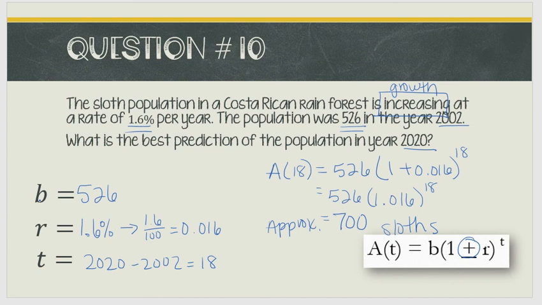So on the test, find your initial value, find your rate, find your time, and then make sure you pay attention to whether or not you have growth or decay. If it's increasing, it's growth, and that's when you use that plus sign. If this was decreasing, we would have used that minus sign in between our 1 and our rate. So just make sure you're paying attention to those details.